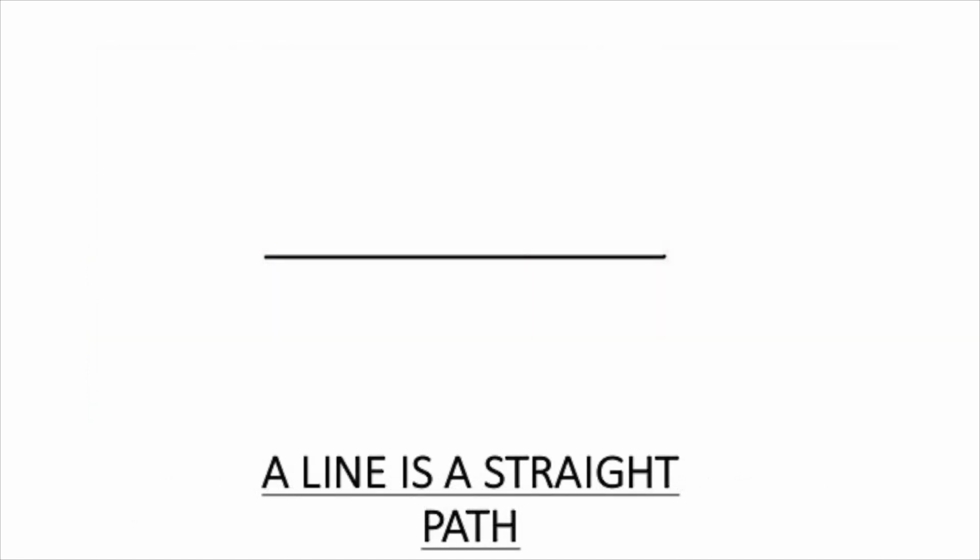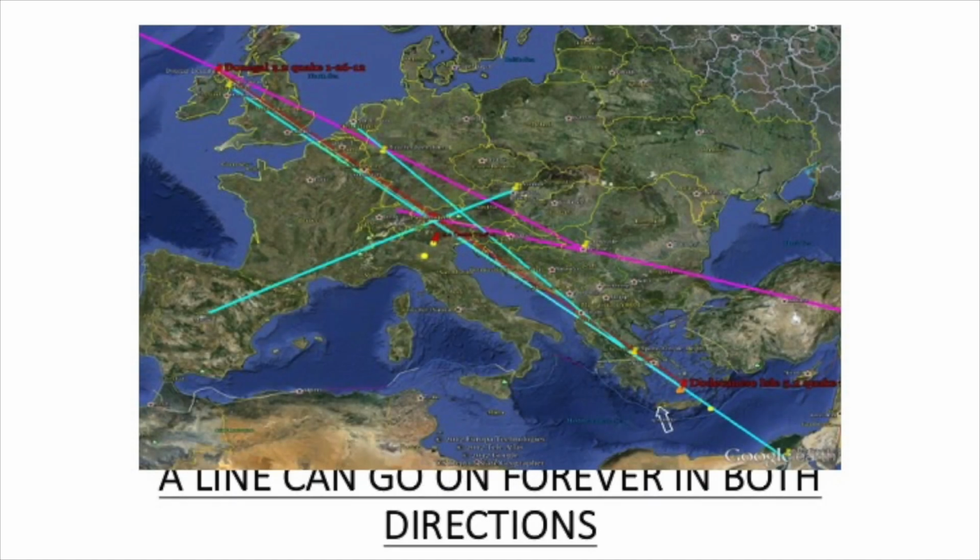Now onto lines. A line is a straight path. Yes, a line is a straight path. A line can go on forever in both directions. You see these lines on the picture here? Does anybody remember what these lines are for? Any ideas? These are the lines of airplanes. This is a flight map. This is what airplanes use so that they know where they're going.